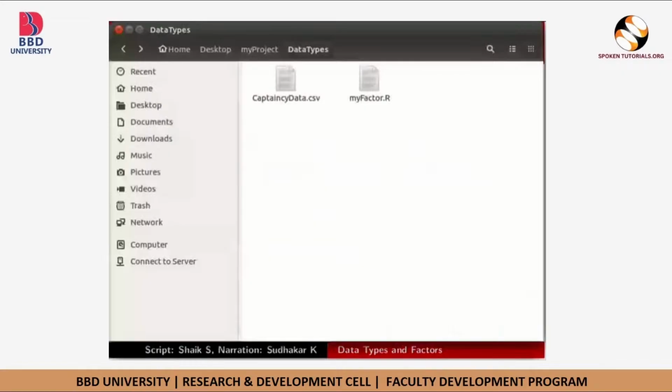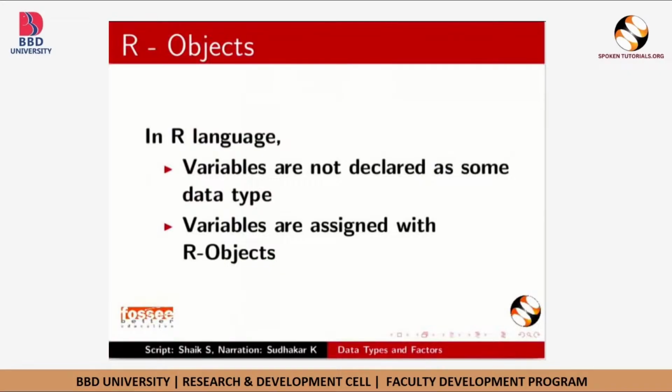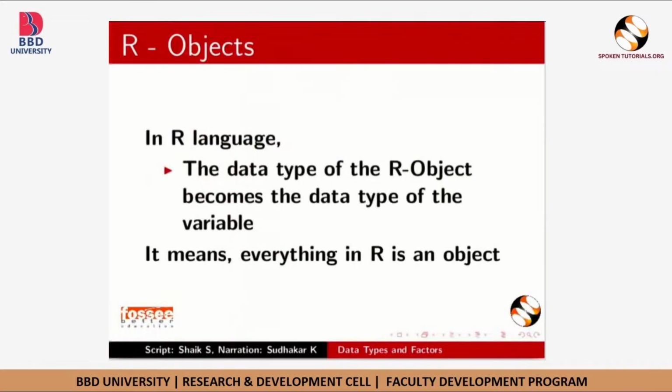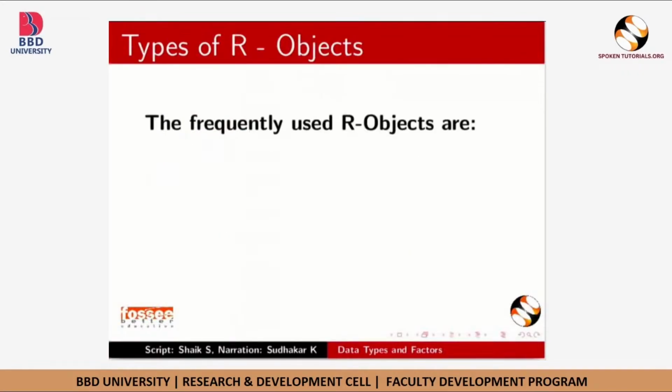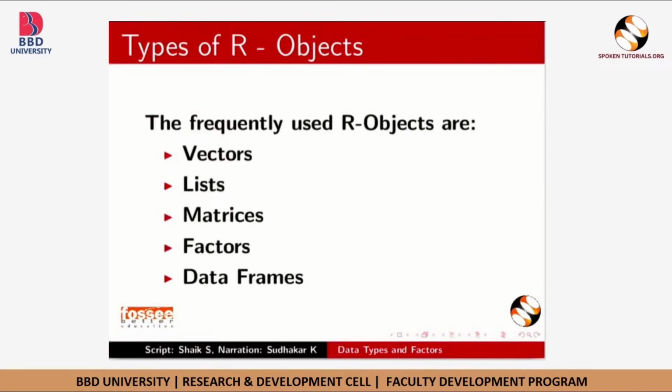In our programming language, variables are not declared as some data type. Variables are assigned with R objects. The data type of the R object becomes the data type of the variable. It means everything in R is an object. The frequently used R objects are vectors, lists, matrices, factors, and data frames. The simplest of these objects is the vector object.